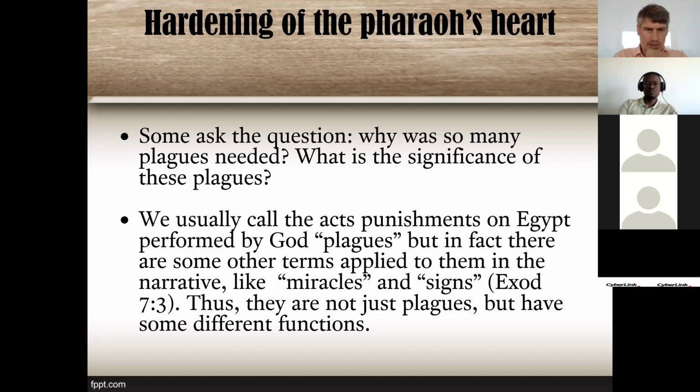Another very important issue when we speak about the plagues is that it is not only the plagues. We usually say that these are plagues like punishment, but in the Hebrew text we can find 2 other words to describe the plagues. One word is ot, which means sign, and another is pele, which means miracle. So we can see that plagues are not just plagues, but they have different functions.